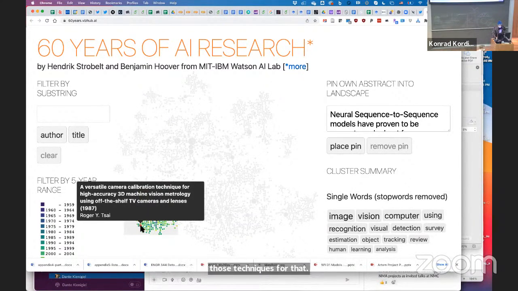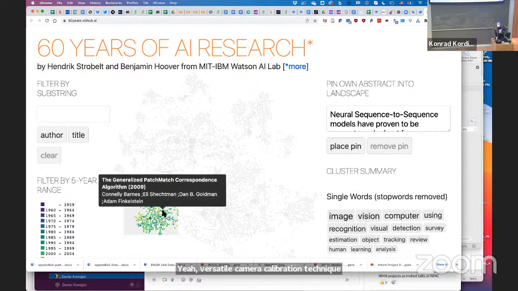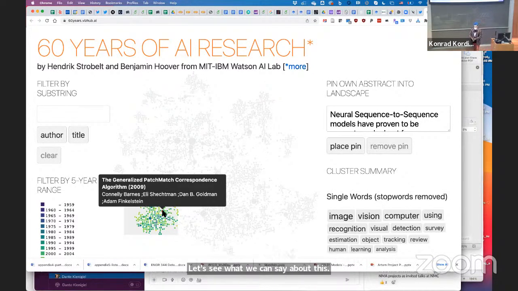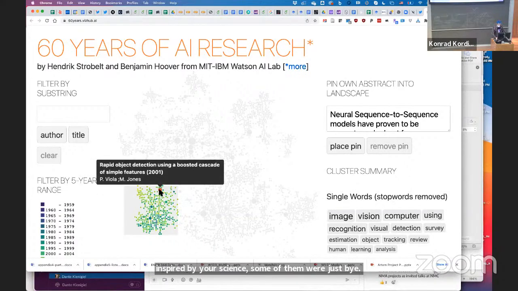Here, versatile camera calibration technique. So this is one of the areas where this broader field that you're in started. People were basically like, vision, isn't it magnificent? Let's see what we can say about vision. And they went to the conference called Neuroscience, and they presented their papers there. Some of them were inspired by neuroscience. Some of them were just inspired by making stuff work.